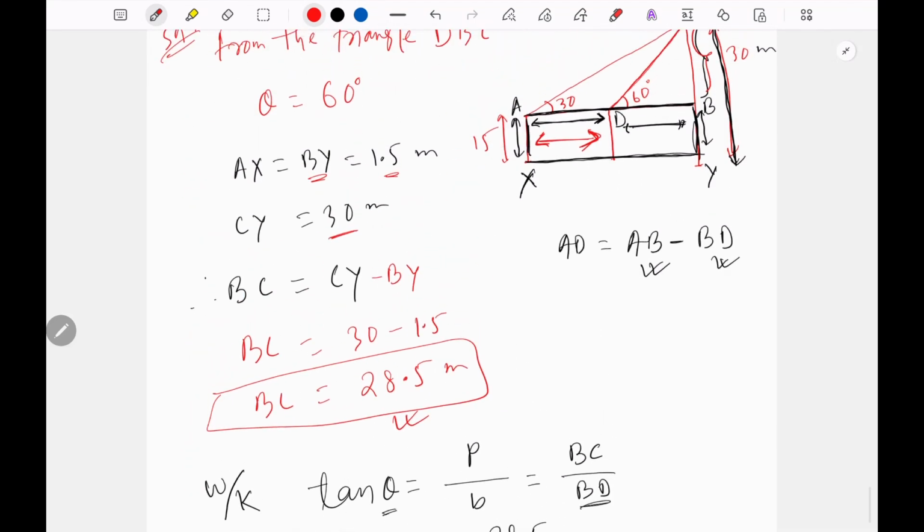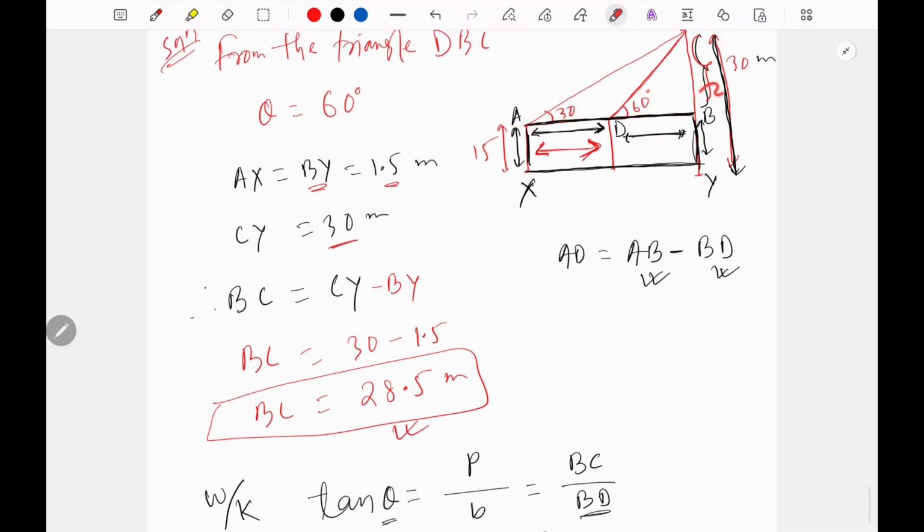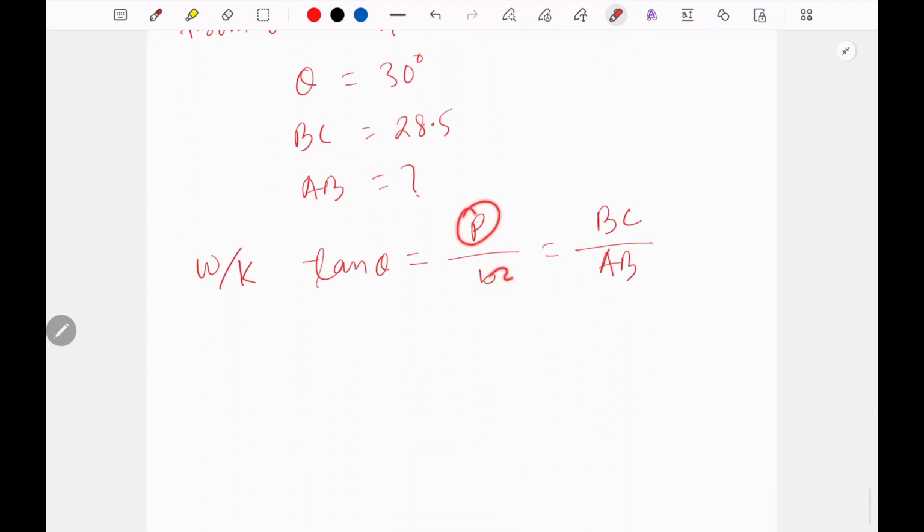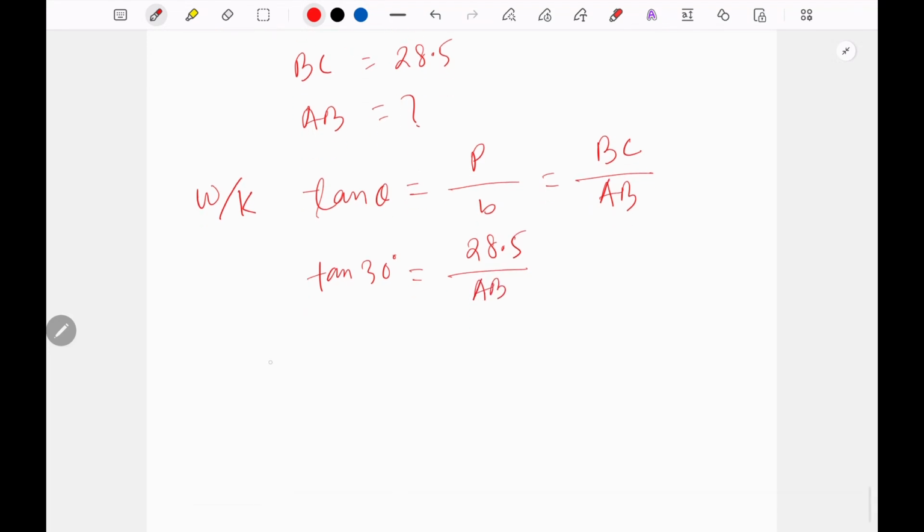So see, this is our base. Since the angle is this, the side opposite to this angle is P and this side will be B. Since we need the value of this, we will find the relation between P and B. We know the relation between P and B is tan theta. So tan theta, this time theta is 30 degree, BC is 28.5, AB we need to calculate.